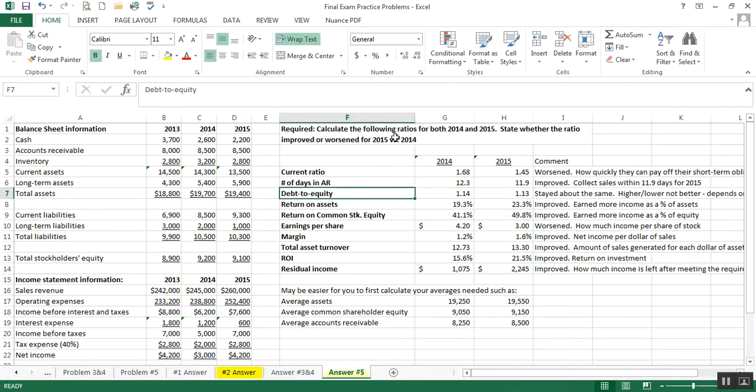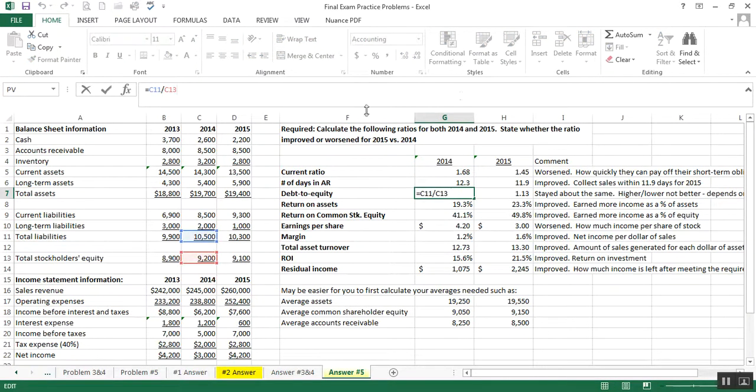Now we're going to look at our debt to equity ratio. These first two ratios that we talked about are liquidity ratios. They look at how liquid a company is, how easily they can convert into cash. Debt to equity is a solvency ratio. Here we're going to take our total liabilities divided by our total equity. Our total liabilities includes our short-term, current, and our long-term liabilities. That includes any kind of debt, notes payable, accounts payable, it's all liabilities, and then our stockholders' equity, which could include common stock and retained earnings. So it was 1.14 in 2014 and 1.13 in 2015.